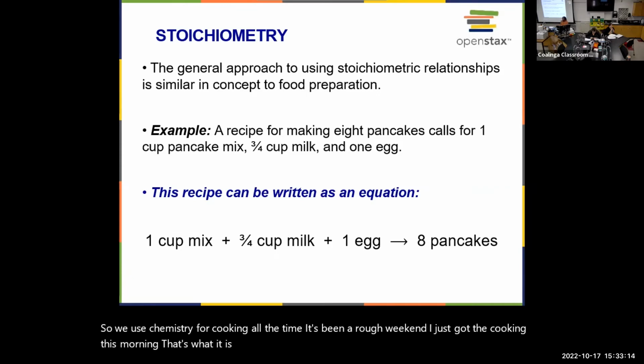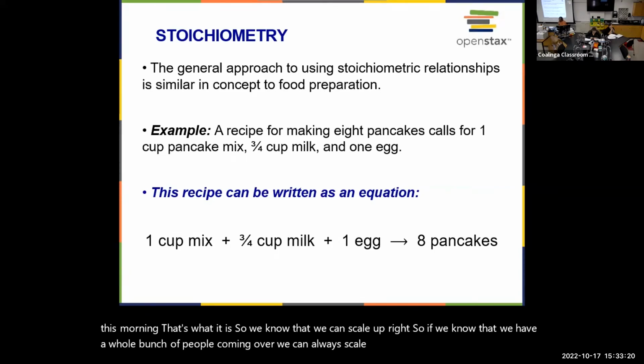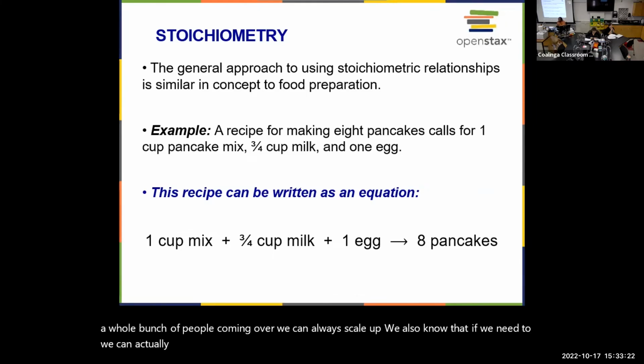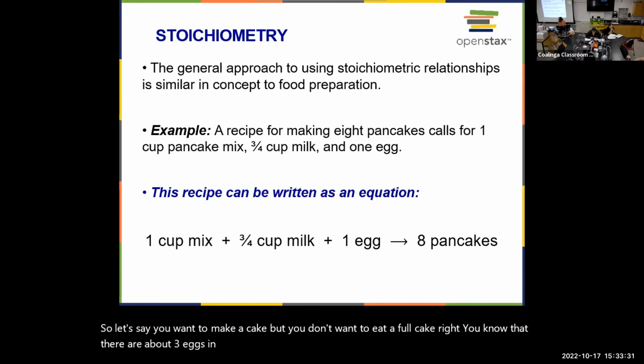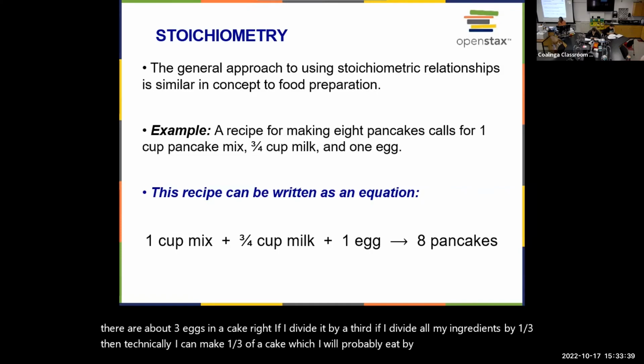So we know that we can scale up, right? If we have a whole bunch of people coming over, we can always scale up. We also know that if we need to, we can scale down as well. Let's say you want to make a cake, but you don't want to eat a full cake. You know that there are about 3 eggs in a cake. If I divide all my ingredients by 1/3, then technically I can make 1/3 of a cake, which I would probably eat by myself, right?